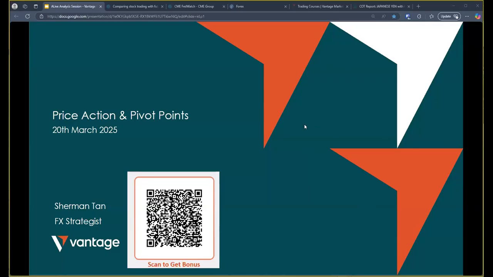Today we will be looking at price action and pivot points. And the pivot points is one of the more common indicators that we're using for our live analysis. So today we'll be going through in depth on how we can actually use the pivot points for our analysis.